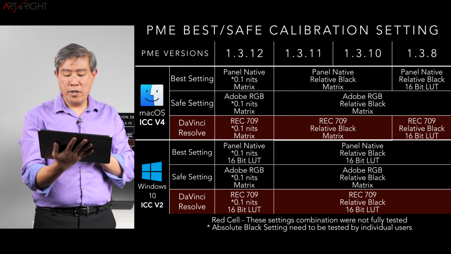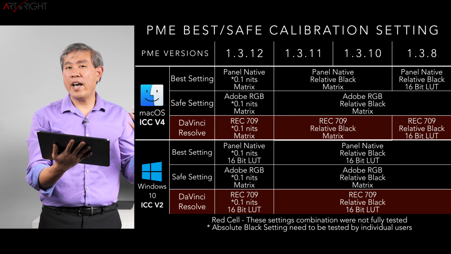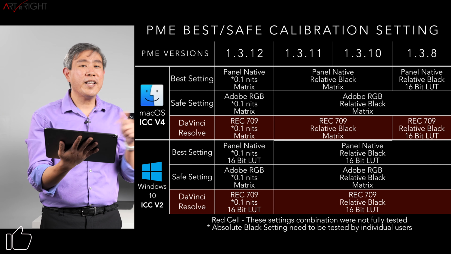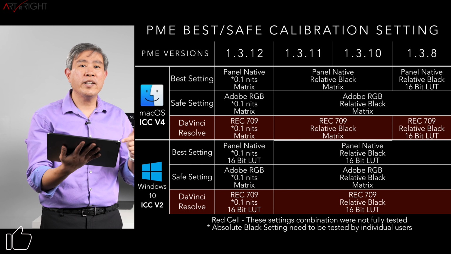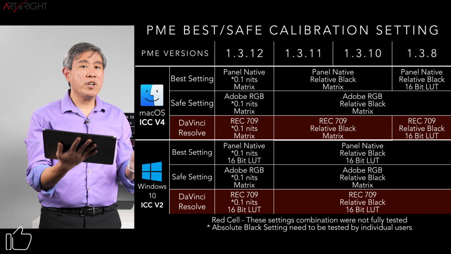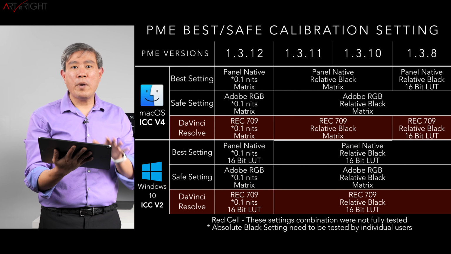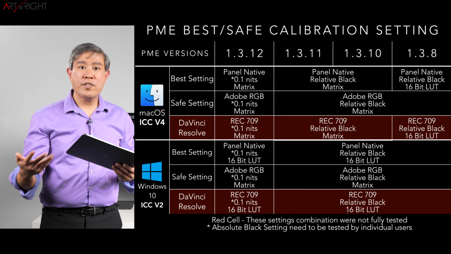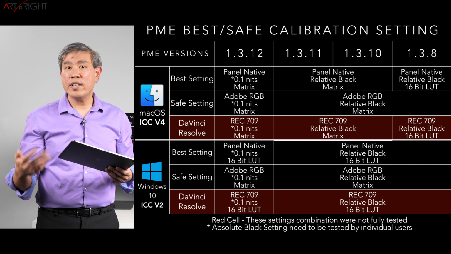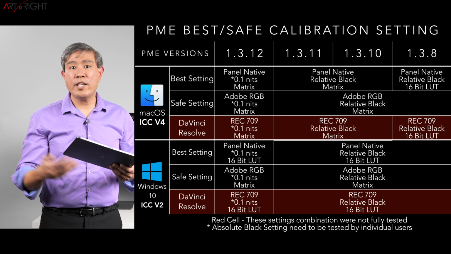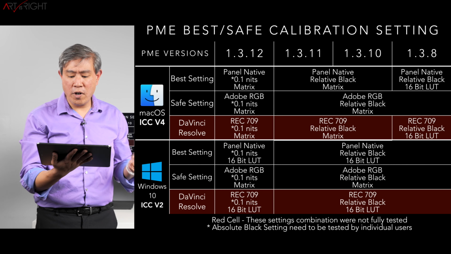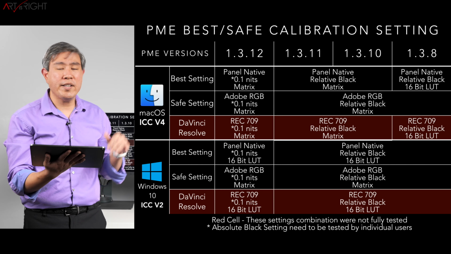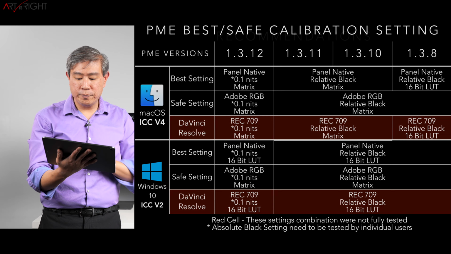So a couple of things to note is that the red cells, those are settings that I haven't really done any testing on, and the ones with the asterisk, those are all the 0.1 nits. In my testing, this tends to work fairly well. However, I would highly recommend that you go in and run your setting with absolute black versus 0.1 nits and see if you see a difference and which one will provide you with a better result for calibration. So far, what I can say is 0.1 nits is the great magic number for you to use in 1.3.12.